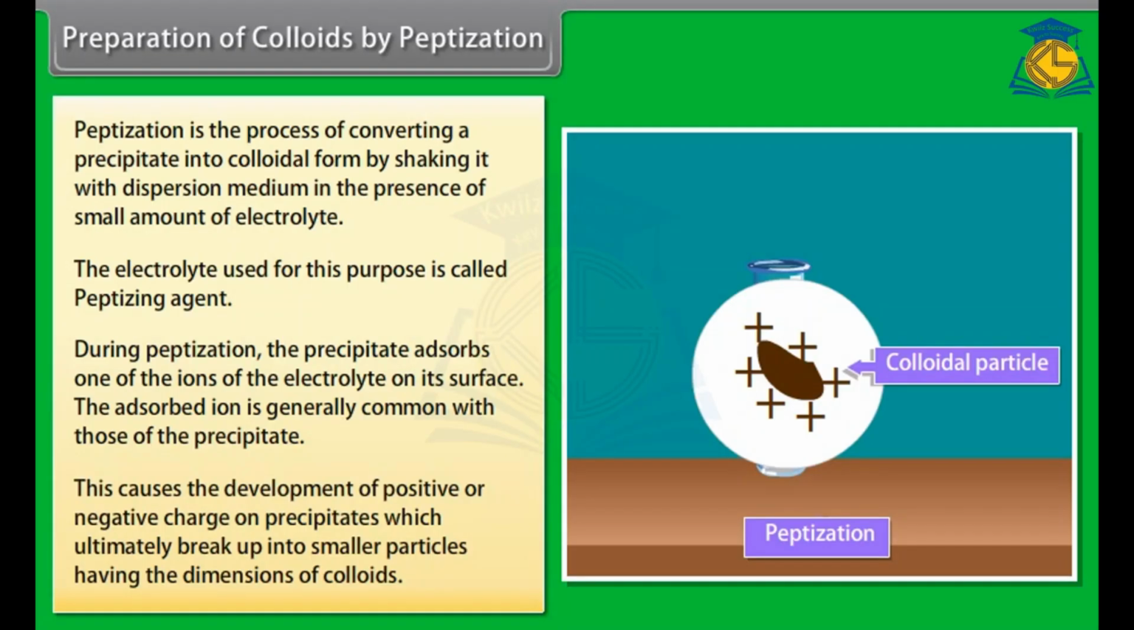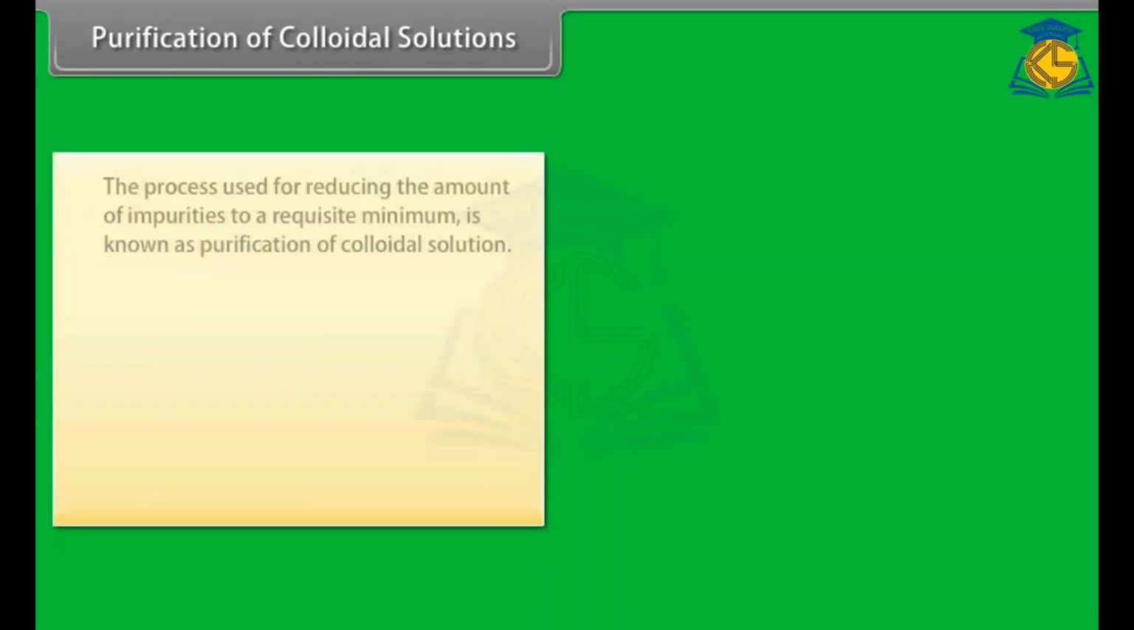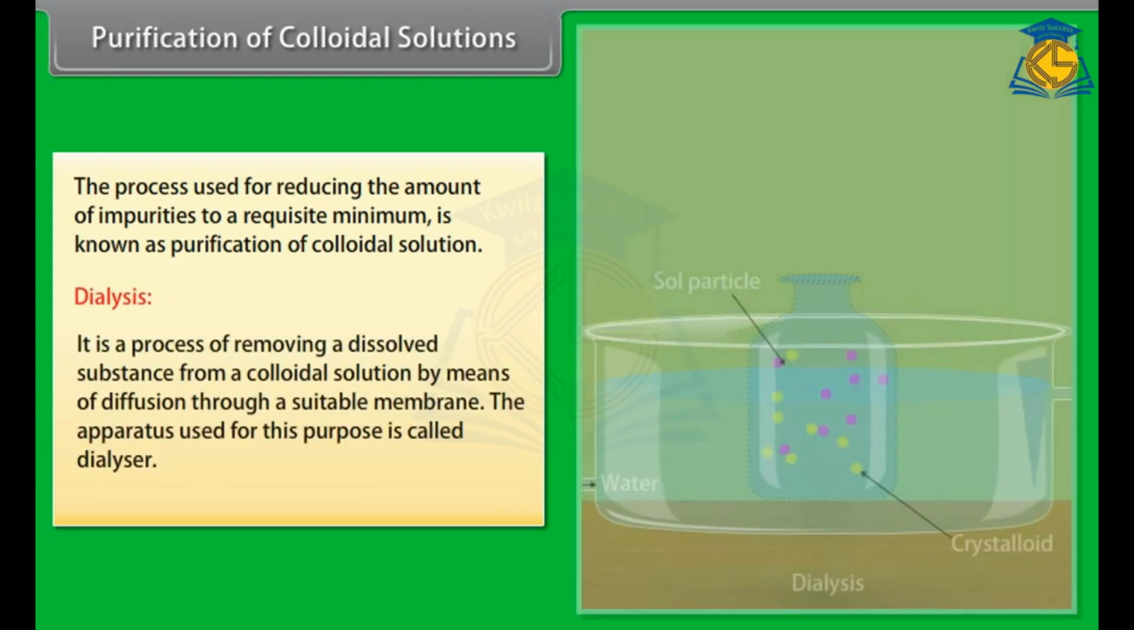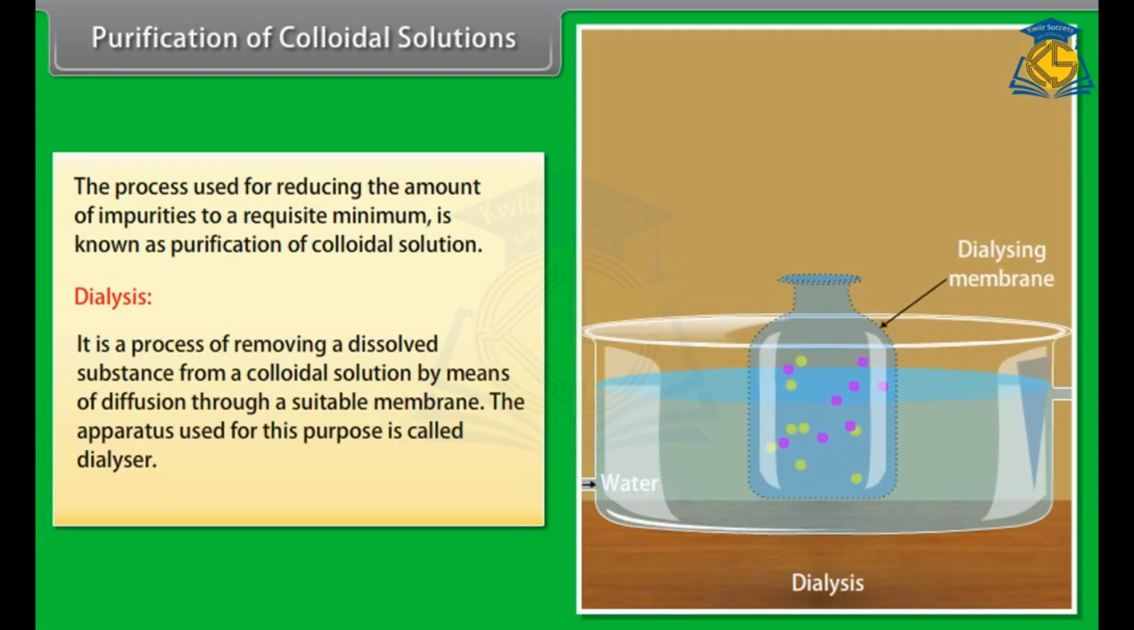Purification of colloidal solutions. The process used for reducing the amount of impurities to a requisite minimum is known as purification of colloidal solution. The purification of colloidal solution can be done by following methods. Dialysis. It is a process of removing a dissolved substance from a colloidal solution by means of diffusion through a suitable membrane. The apparatus used for this purpose is called dialyzer.